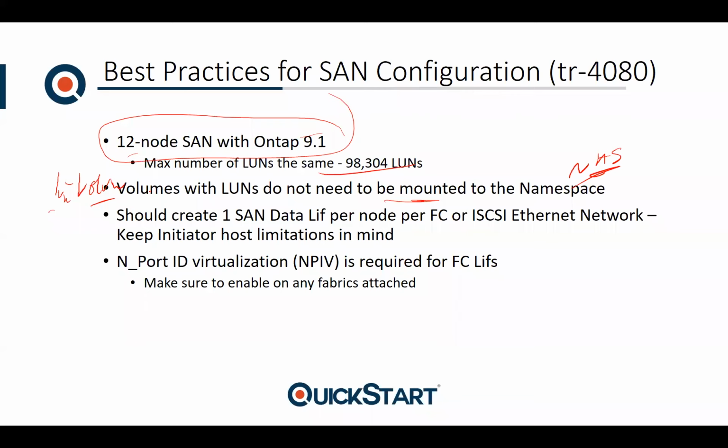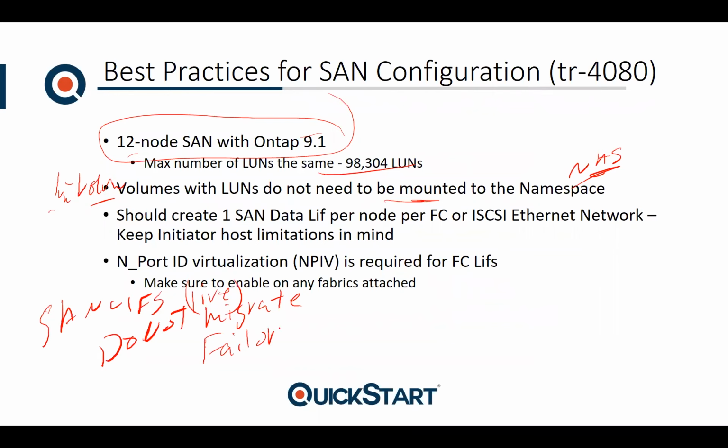All right. As far as my data LIFs are concerned, the data LIF configuration is much more complicated when we are talking SAN than when we are talking NAS. Number one, in case you did not know, SAN LIFs do not migrate, at least while they are up. So we'll put live migrate up there. They do not live migrate, nor do they fail over, i.e. if the port goes down, they do not automatically get reassigned like the NAS LIFs do, or even like the management LIFs do, okay?